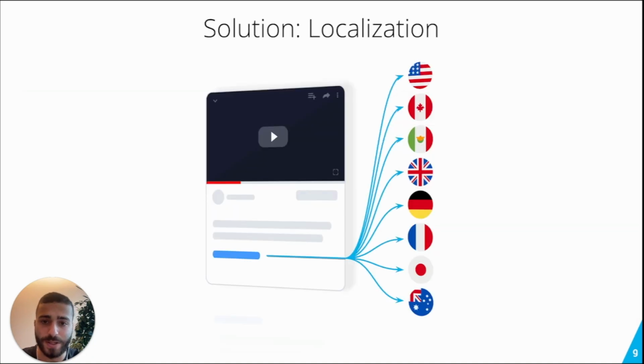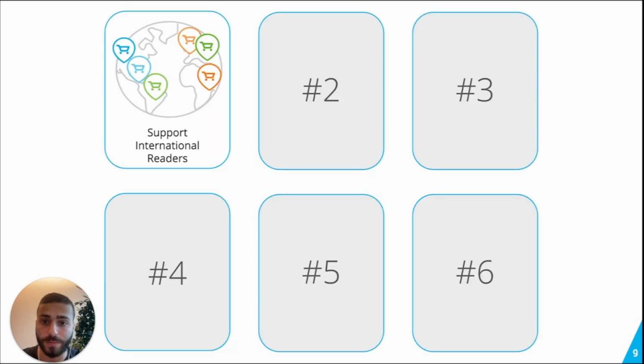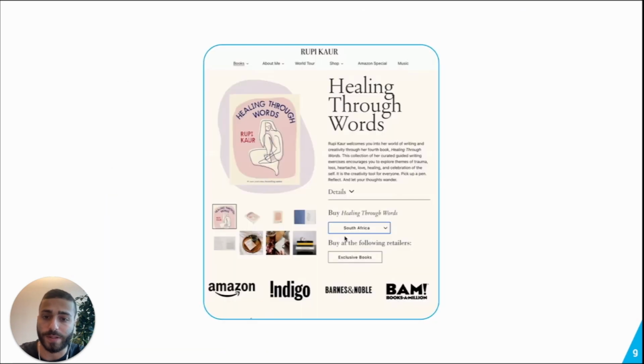Now the solution to this is localization. In a perfect world, as an author, we have one link that automatically detects what country the reader is from, and that single link can send people to the correct storefront no matter where they live in the world. The next benefit of universal booklinks is the fact that they help authors that go wide.